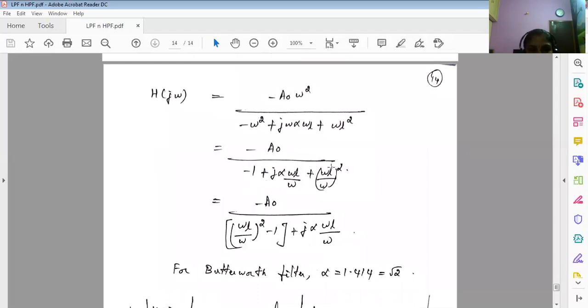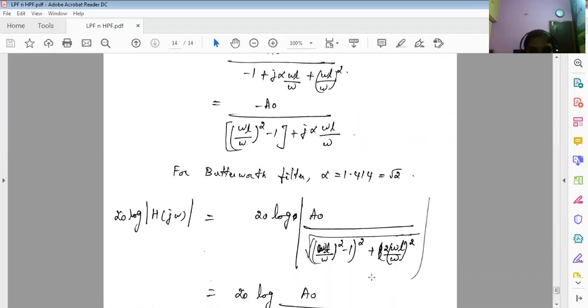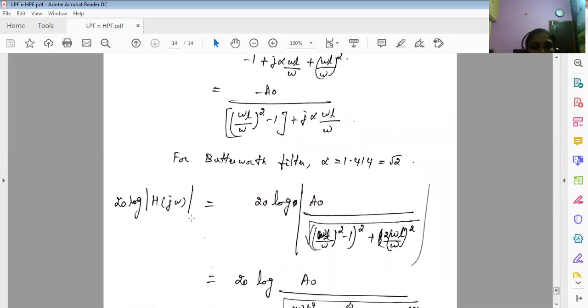Now what I'm going to do is split this into real part and imaginary part. In this case, minus 1 plus (omega L by omega) the whole square is the real part, and j alpha into omega L by omega is the imaginary part. That is what I've done here. And we've already seen for the Butterworth filter, the alpha value is 1.414, which is root 2. So substituting that, I'm finding the decibel value. So 20 log of H of j omega is 20 log of, since this is an absolute value, the negative sign disappears here, so I don't have any negative sign.